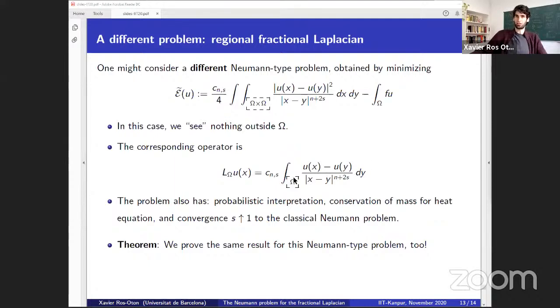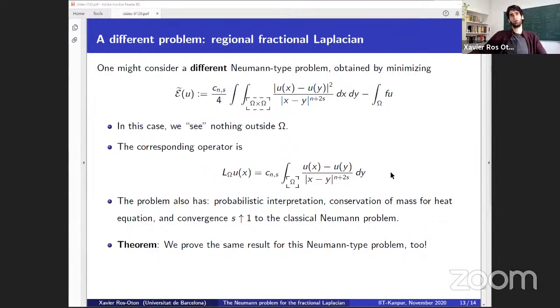Okay, and then the problem also has a probabilistic interpretation, conservation of mass for the heat equation, and convergence as s goes to one to the classical Neumann problem. So this is also a different Neumann problem that is natural. The difference for me is that the operator that appears inside omega is not translation invariant, not rotation invariant. So it's really not a Lévy process, but it's still a stochastic process that is very natural.